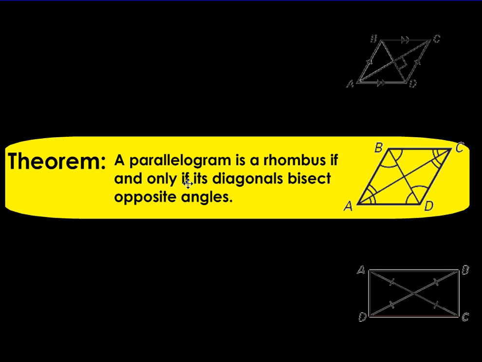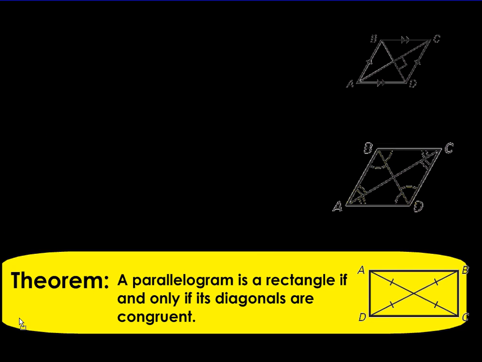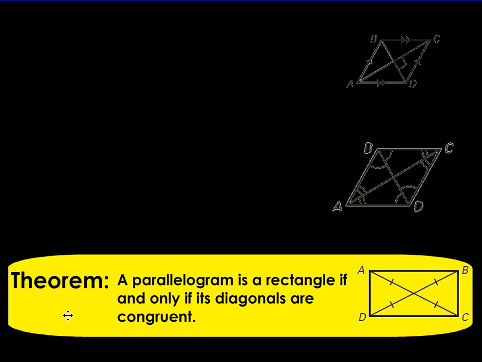A parallelogram is a rhombus if and only if its diagonals bisect opposite angles. So it'll have all the same properties of a parallelogram, but we're also going to see that its diagonals are going to split its opposite angles into congruent pieces. In other words, it bisects it. And last but not least, we have one for a rectangle. A parallelogram is a rectangle if and only if its diagonals are congruent.